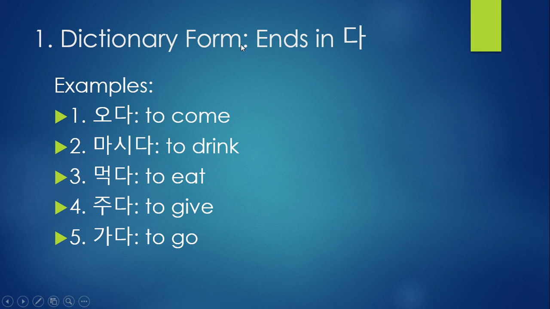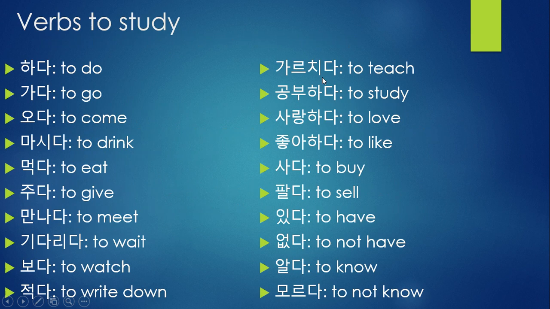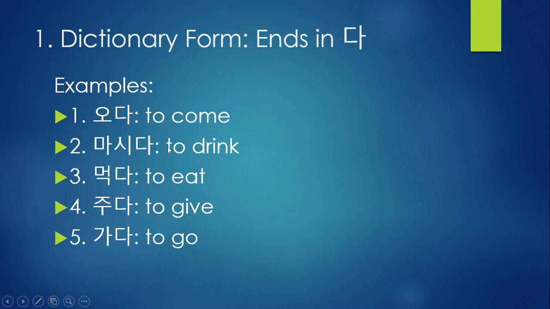The dictionary form always ends in da. If you look at the first examples, you see all of them have the da ending. That's common. So, Oda, to come. Mashida, to drink. Mokda, to eat. Juda, to give. Gada, to go. They all end in da.